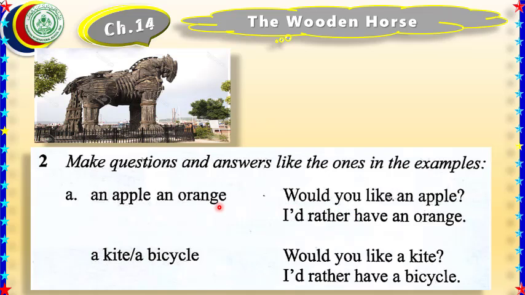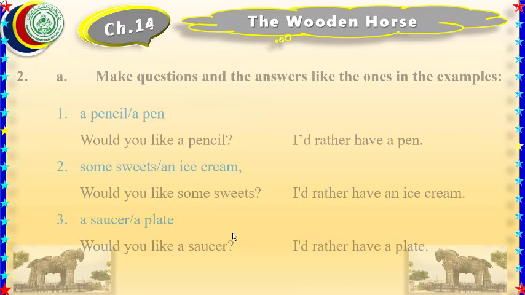By using apple and orange, our question will be, would you like an apple? Our answer will be, I'd rather have an orange. Rather means instead of. If there is written a kite, a bicycle, would you like a kite? I'd rather have a bicycle. Let us move forward and do the exercise.